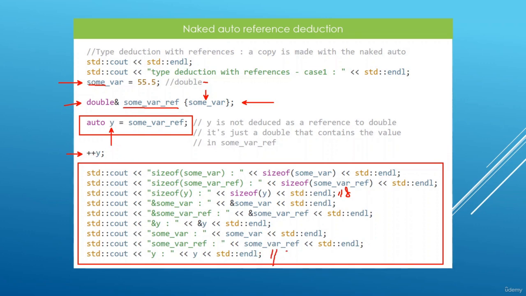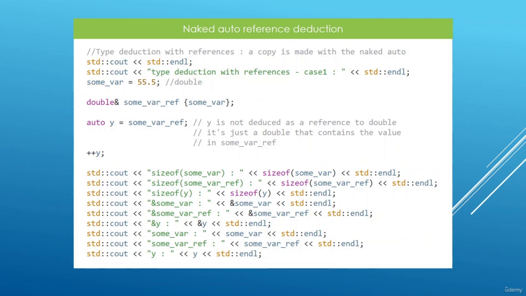So it's going to be 56.5, but some var and some var ref are not going to change. They are going to stay at 55.5 here. This is the message. Okay, so this is another example, and you need to be aware of auto-type deduction when you assign a reference like this.